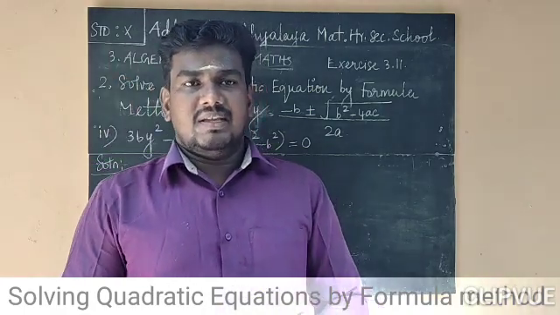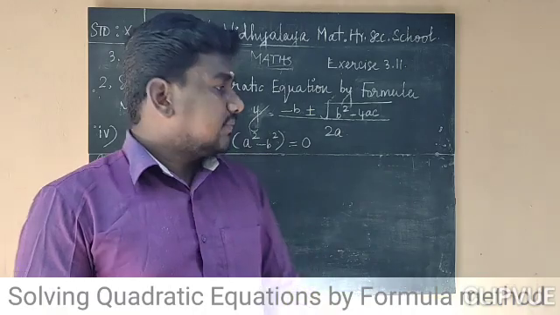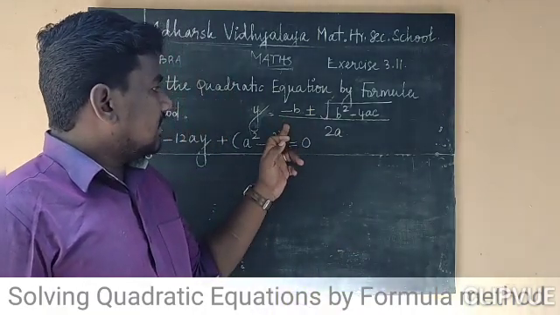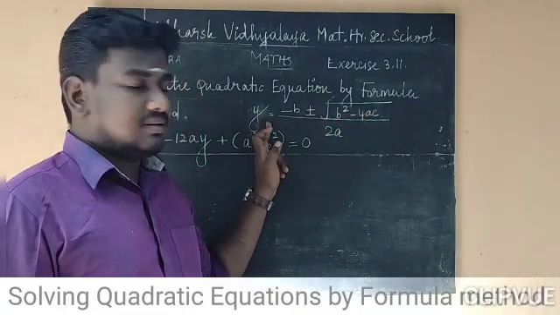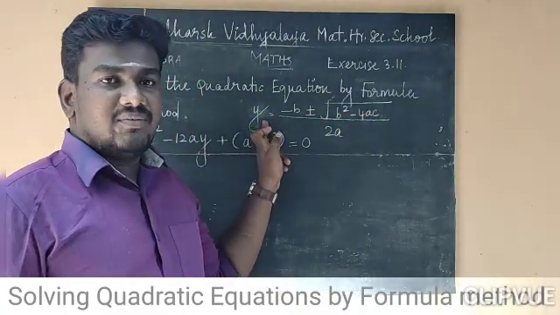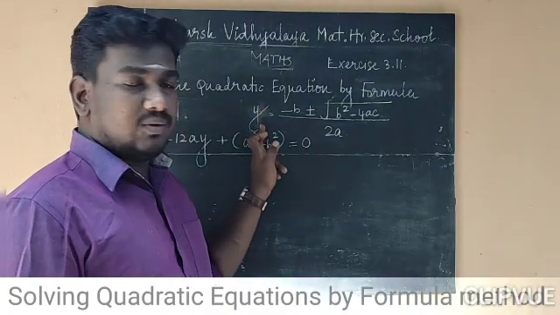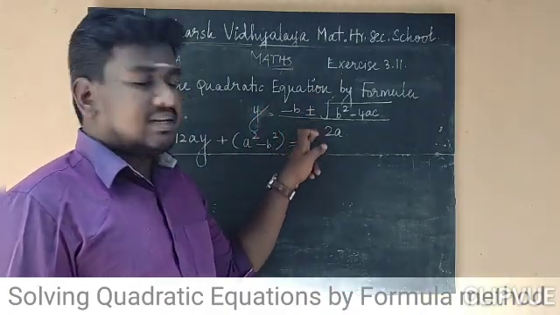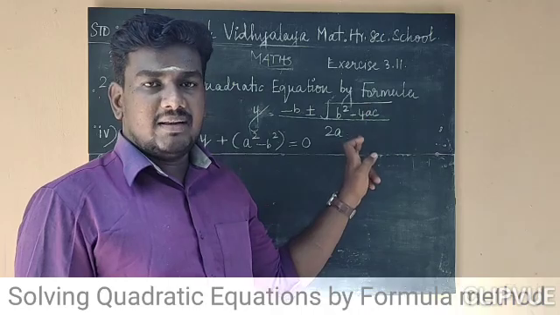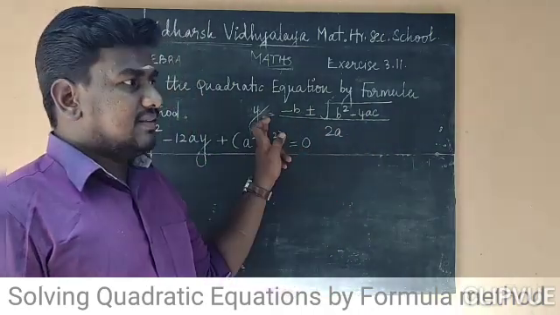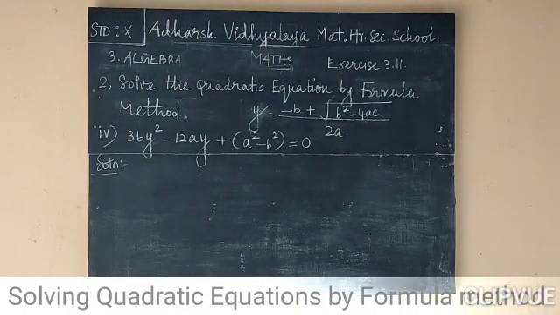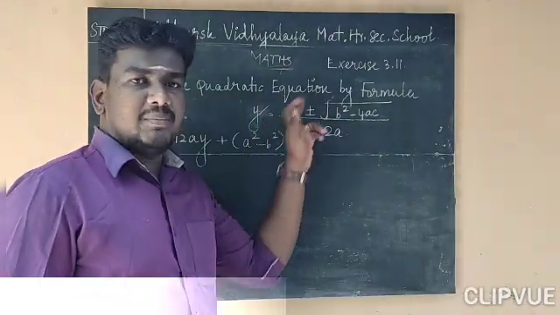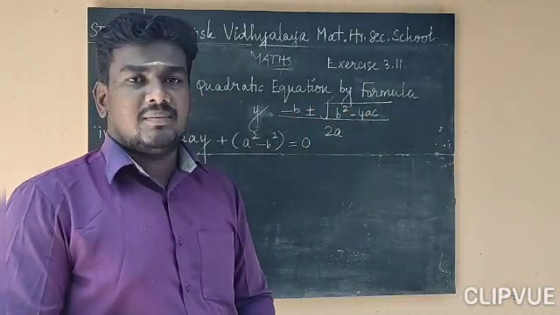Okay, let us recall the formula once again. This is the formula, and this is the variable. According to the question, we can change this. If the question contains the variable y, you can take y is equal to minus b plus or minus root of b square minus 4ac by 2a. If it is x, then x is equal to minus b plus or minus root of b square minus 4ac by 2a.